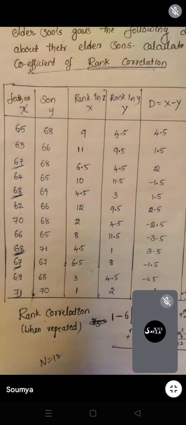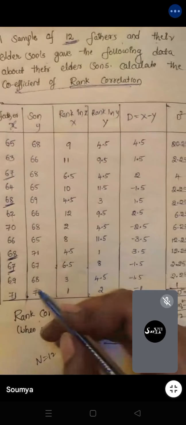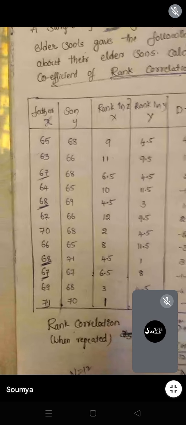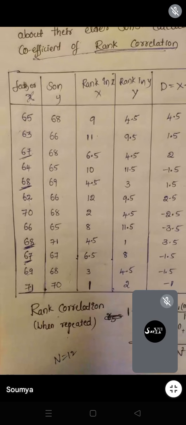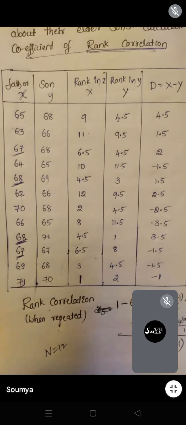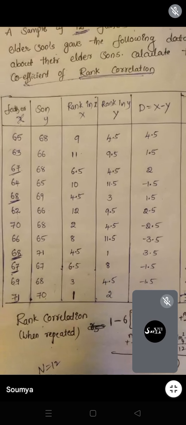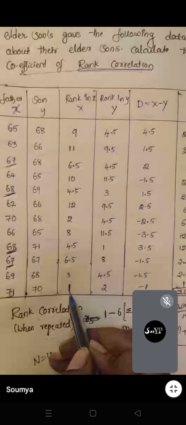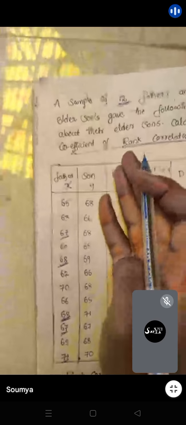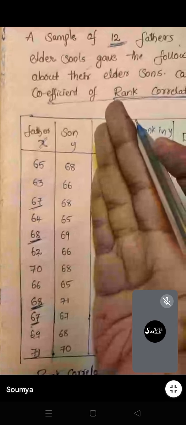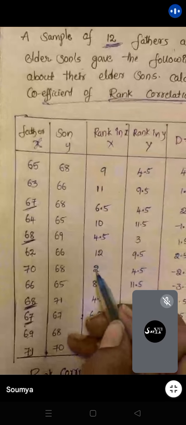71, ma'am. Yes. 71 is the first one, right? So I'm giving here 71 rank 1. Next. What is the next one? 70. Okay. So I'm giving this as 2.